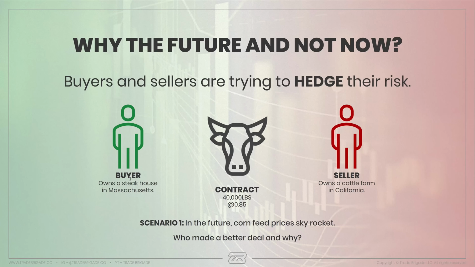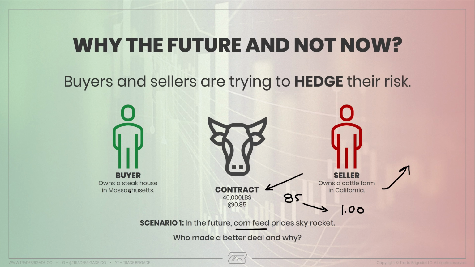Take a second, and we know that the seller made a potentially bad deal, and the buyer has locked in a really good price. So if the price of corn feed goes up, then it's very likely that the seller is going to need to raise the price of their beef in the future. So by locking in this contract at 85 cents, let's say the price in the future goes from 85, let's say now it's trading at $1 per pound, right? 15 cents higher. The seller technically just lost 15 cents per pound of beef that they've agreed to sell.